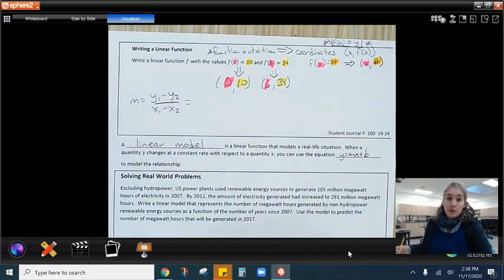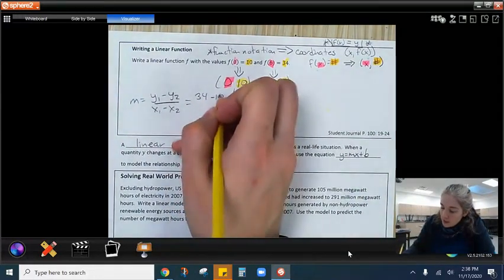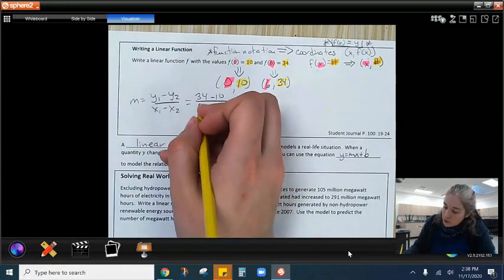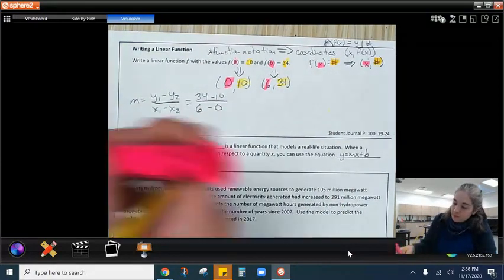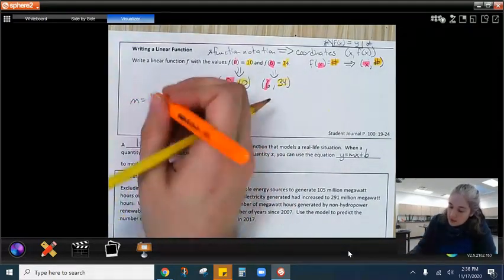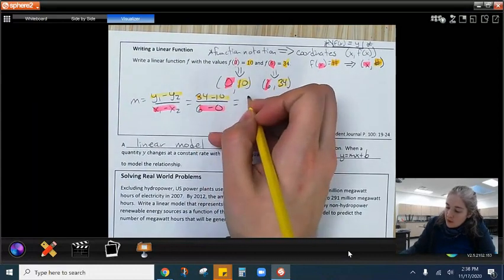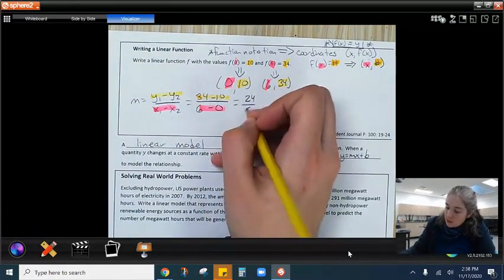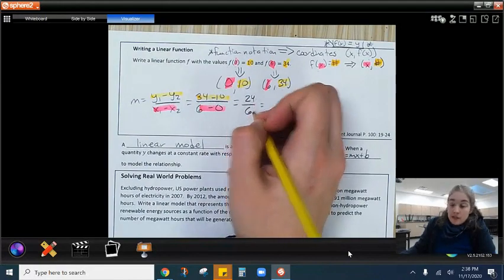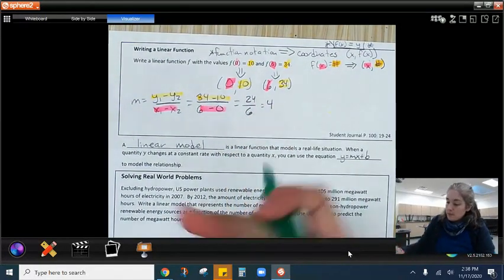Our y1, doesn't matter which one you pick. If you really don't like working with negatives, go with the bigger one first. So let's do 34 minus 10, and then we are going to do 6 minus 0. So we have our x's in the denominator and our y's in the numerator. We end up with 34 minus 10 is 24. 6 minus 0 is 6. 24 divided by 6 is 4. So that is our slope.